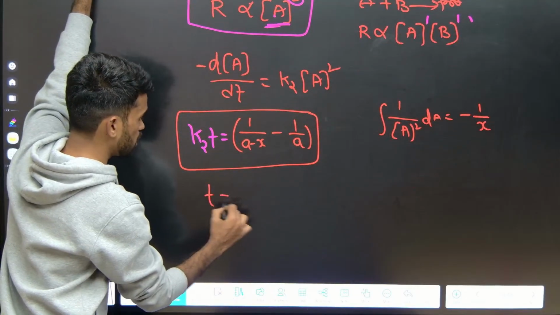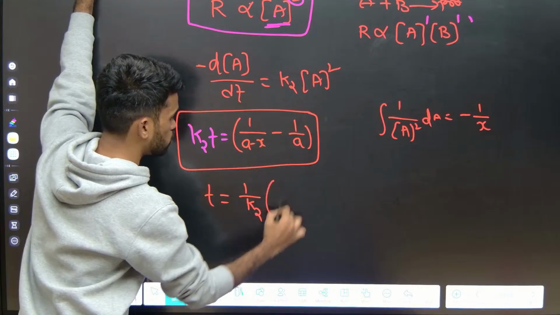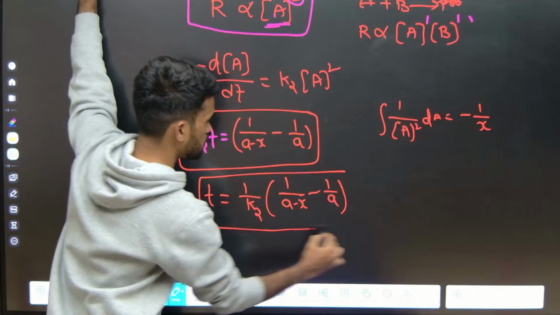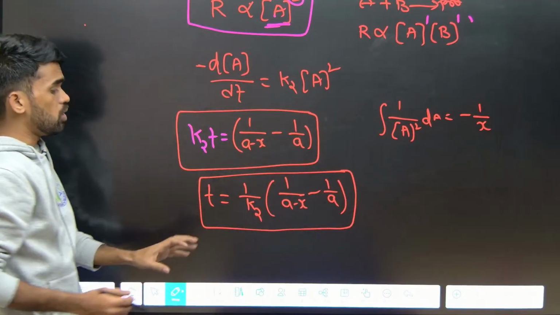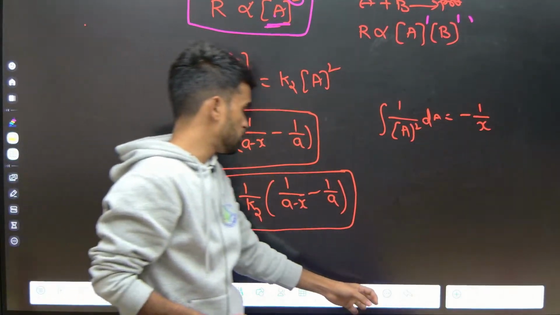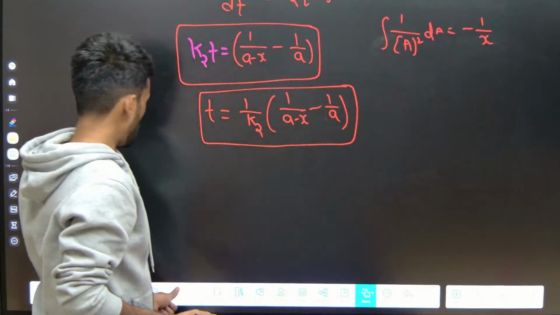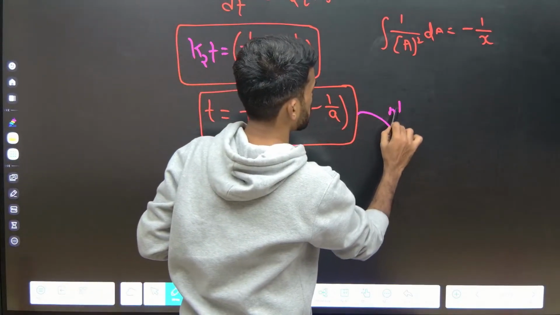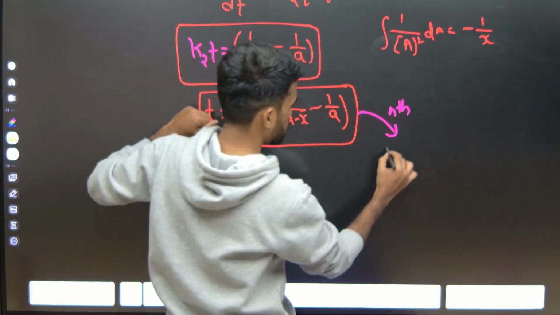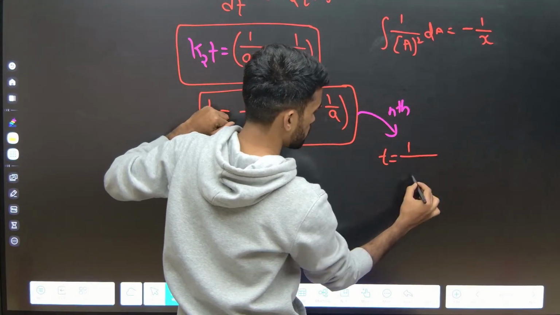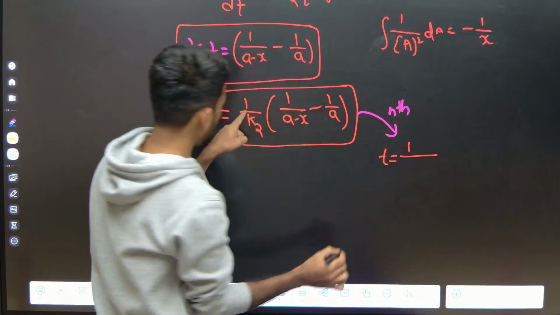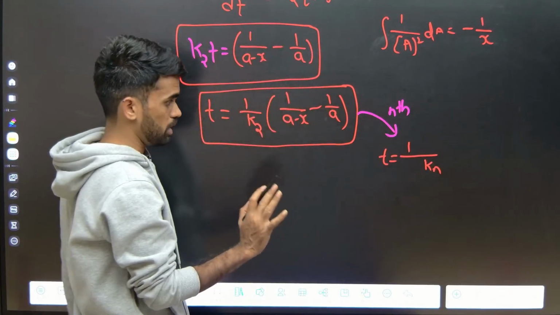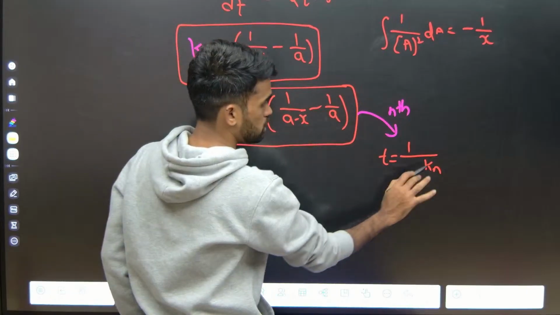Means time required can be written as 1 by K2 into (1 by A minus x minus 1 by A), that is it. Okay, this is the equation for second order. Now let us generalize time required for any order, nth order I am considering. So for any nth order reaction, t is equal to 1, and definitely in the denominator we have K, so you write Kn, not A power, just Kn, for nth order reaction.